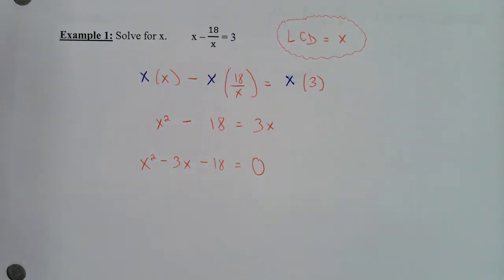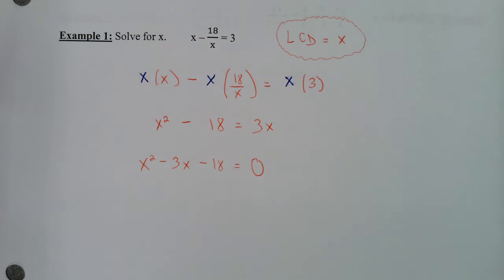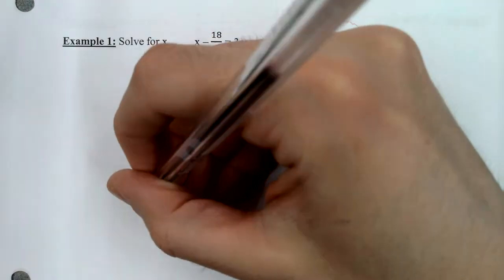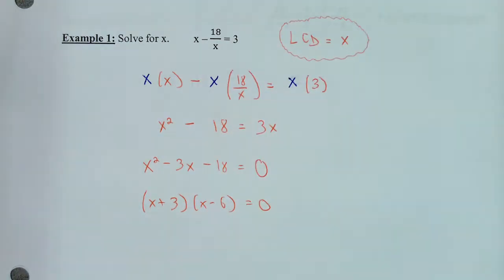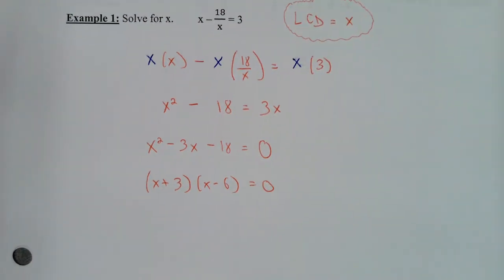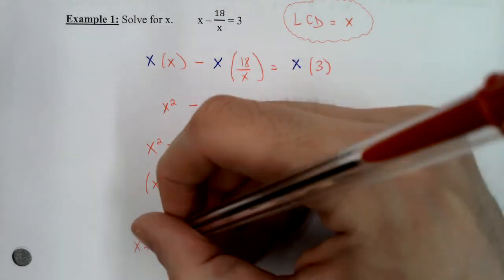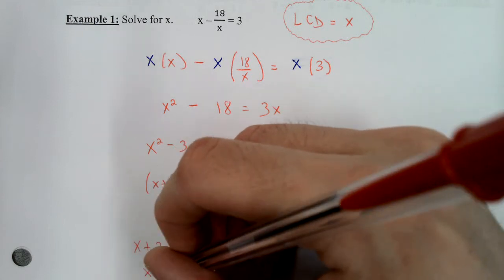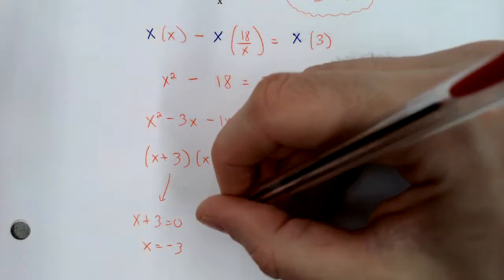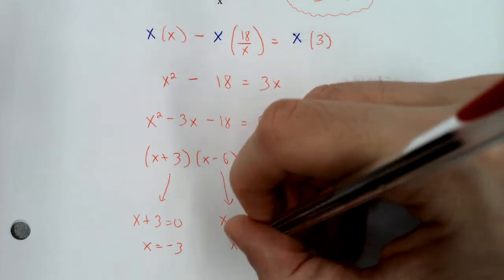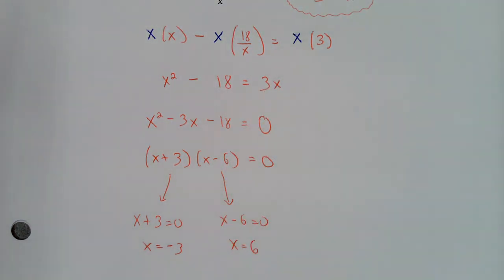Now I'm going to try to factor. What two numbers multiply to negative 18 and add to negative 3? It'll be x plus 3 times x minus 6. Set each factor equal to 0 and solve. x plus 3 equals 0 gives you x equals negative 3. x minus 6 equals 0 gives you x equals 6. Now we're not done yet. We are not done yet.